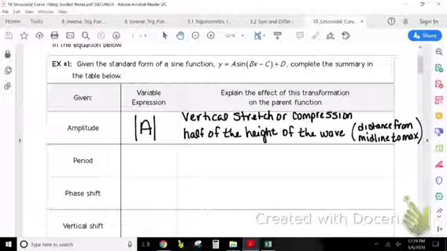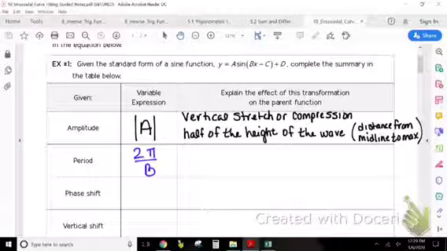So how do we find the period? Which variable is going to help us do that? B. And how do we use B? 2 pi over B. And what do we mean by the period? What is that? How long it takes a graph to repeat itself. So it's the length of one full cycle of the curve, or the wave.